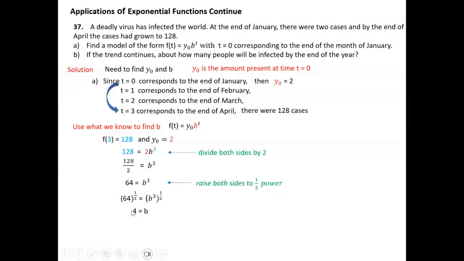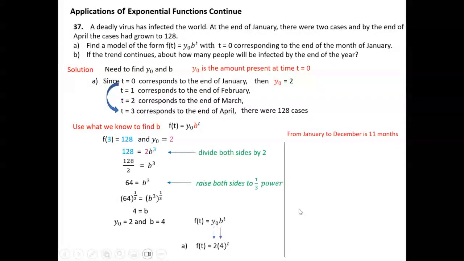Okay, now, so I found my b, I found my y naught, right? So all we do is plug into the formula. So my y naught is 2 and my b is 4. So this is the formula for part A. Okay, now for part B.